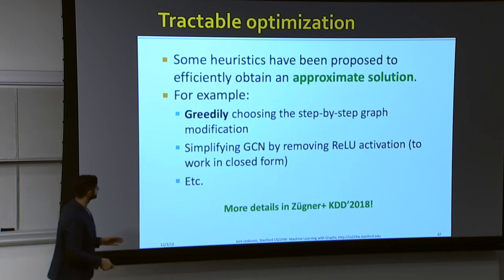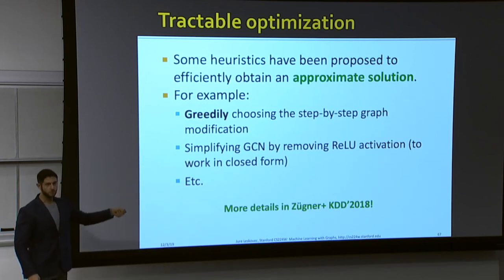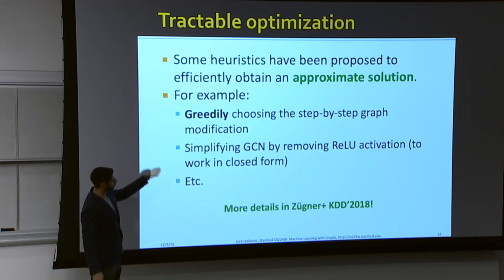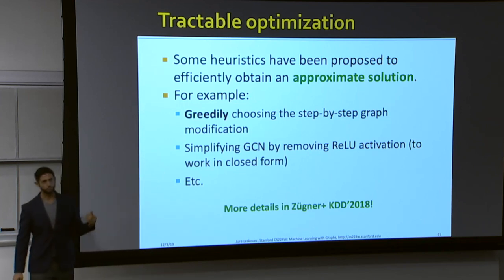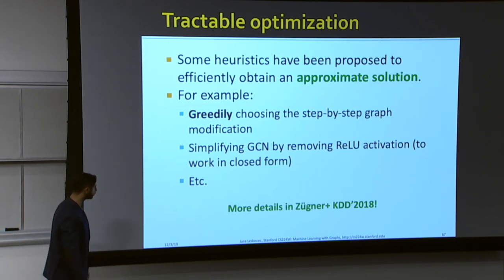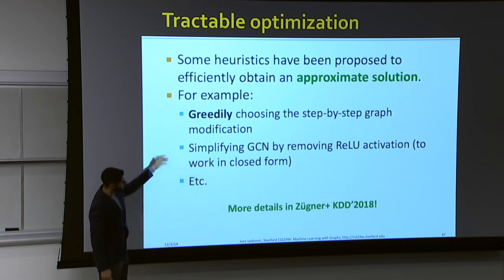Okay, so one of the ideas here is that we want to try to obtain an approximate solution rather than an exact one. For example, we can try greedily choosing the step-by-step graph modification, so we have a set of modifications and then we retrain. Another idea would be to remove the nonlinearity in the GCN, so we remove the ReLU activation.